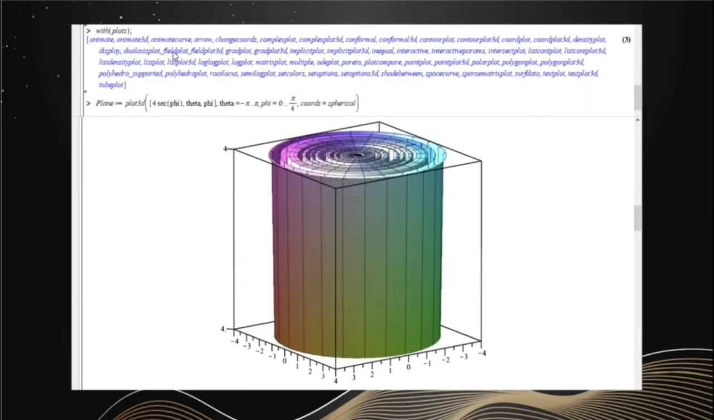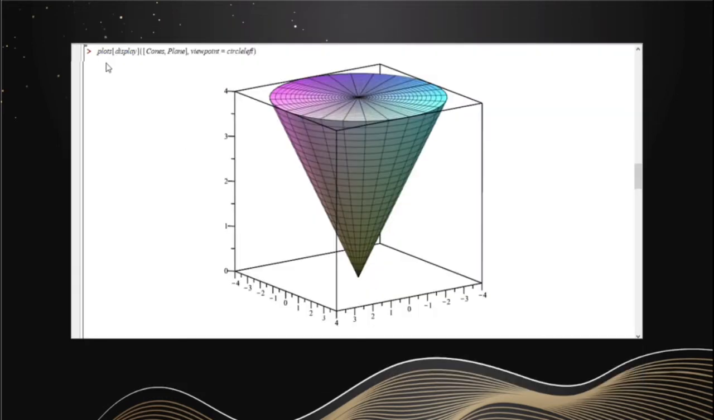And then using the command with plots, we run it, and then we use the equation, we use the command of plane equals to plot3d, 4 sec phi, theta is from -pi to pi, and then phi is from 0 to pi over 4, and the coordinates is equals to spherical, and then we run it, and this is the plane z equals to 4. And then lastly, we use the command of plots display, cones, plane, viewpoint equals to circle left, and then we get this solid.